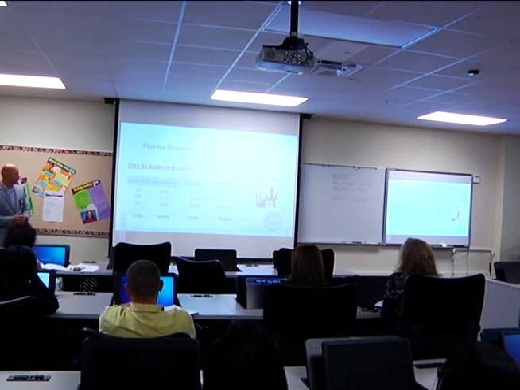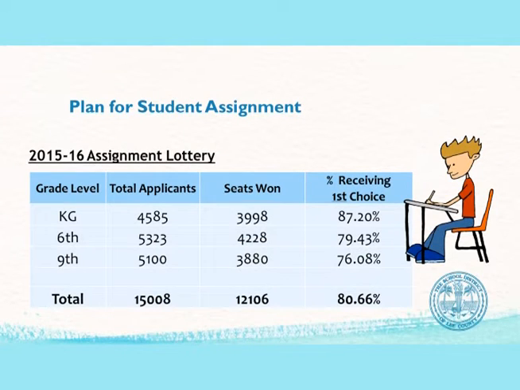Talking about lottery results, I didn't put the 16-17 up here yet. You might have some questions as to how many of these students actually get their first choice school. We looked at the income and grade levels because there are only 3 grade levels that students are required to participate in the lottery. Anybody can, but these are the ones where you have to because it's a grade change. Last year we had 4,585 kindergarten students enter the lottery. 87% of them got their first choice. 6th grade, 79%, and 9th grade, 76%. So the percent getting their first choice drops as we go up in grade level.